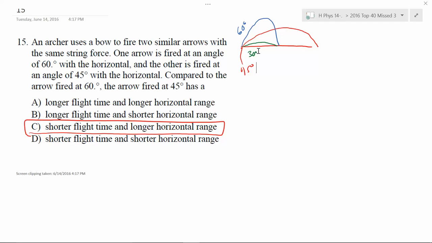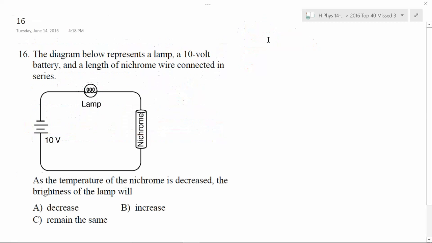So reading this question a little bit more carefully, 45 degrees versus 60 degrees, they're saying the 45 degree angle. So the 45 degree angle is going to have a shorter flight time than the 60, that's true, and it's going to have a longer range. So that's the best answer. 16.